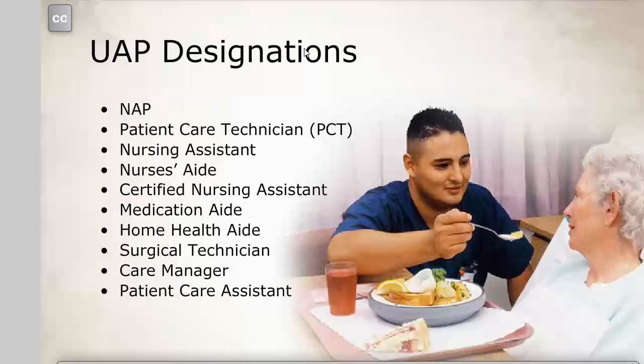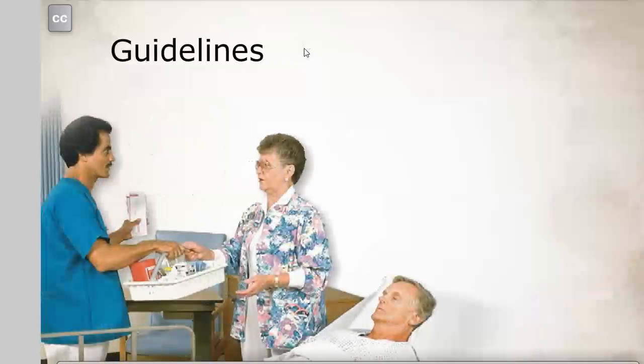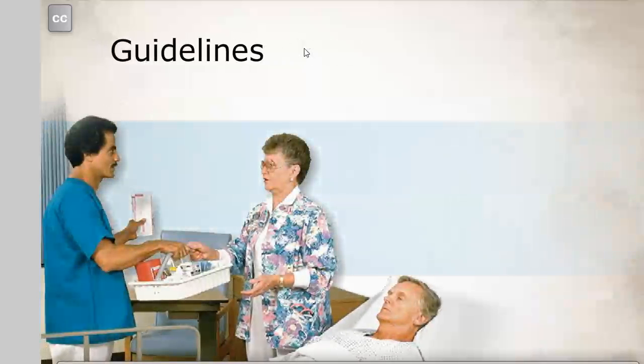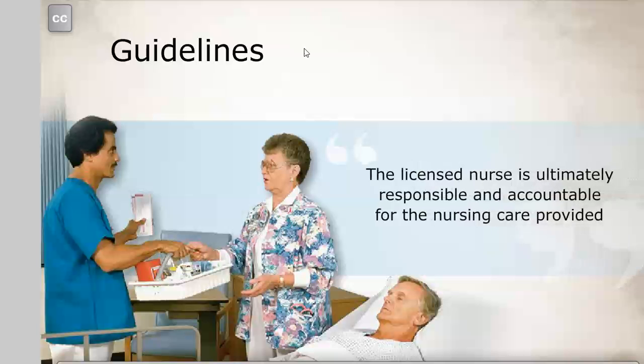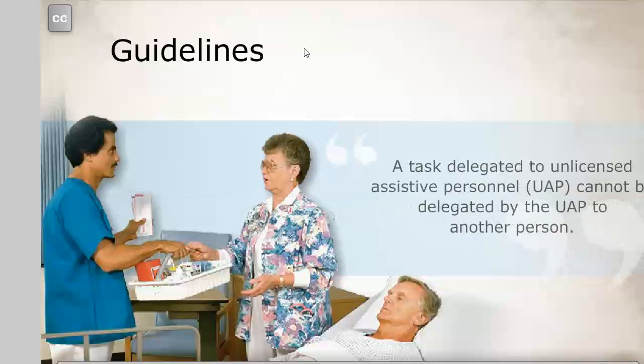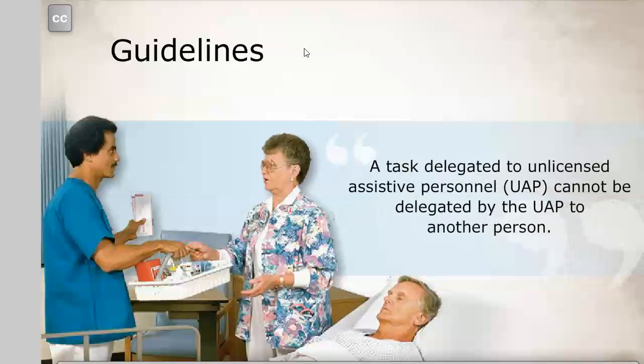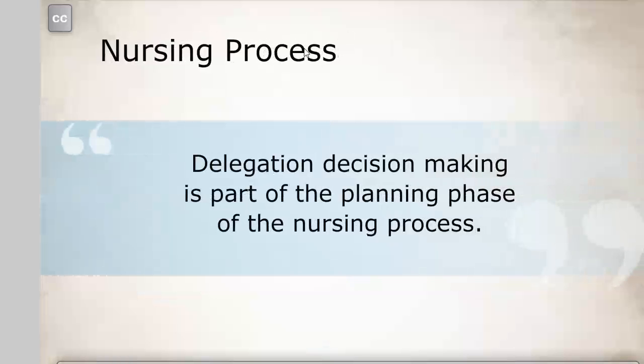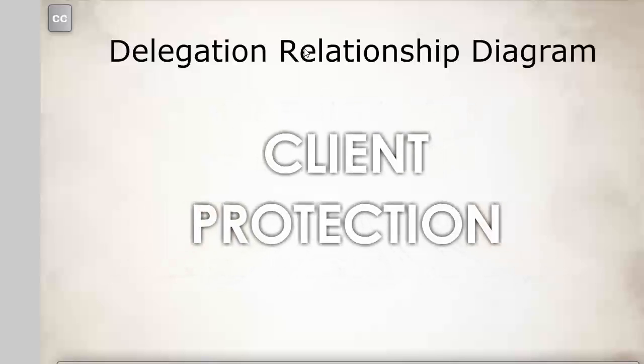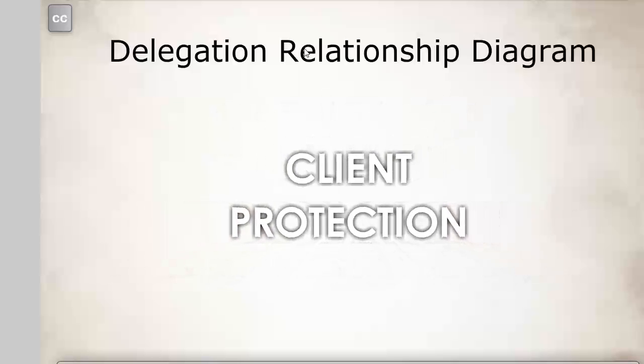Training and experience are both important factors in deciding which UAP can safely perform a task. Practice acts and regulations about delegating vary by state. The licensed nurse is ultimately responsible for the nursing care that is delegated. The UAP who receives a delegated task may not delegate it to another person. Delegation decision-making is part of the planning phase of the nursing process. Client protection is the fundamental principle when making the decision to delegate.